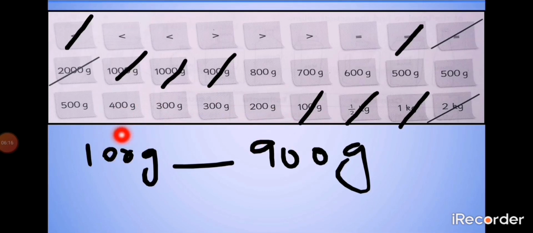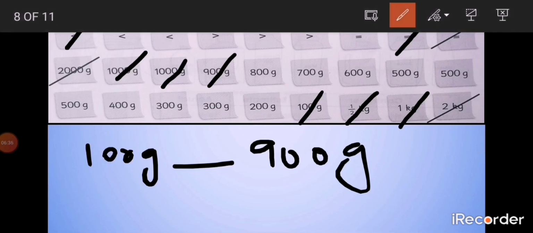No, they are not equal. Both sides are not same. The quantity on both sides, or the measures on both sides, are not same. So we can find it by looking at the simple numbers, 100 and 900. Which one is greater, which one is smaller? Is 100 smaller than 900 or greater than? Yes, 100 is smaller than 900. So we'll put the smaller than sign. We'll put the pointed side towards 100 and open ends towards 900.